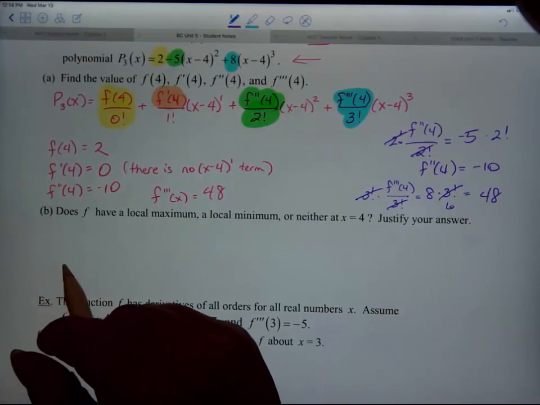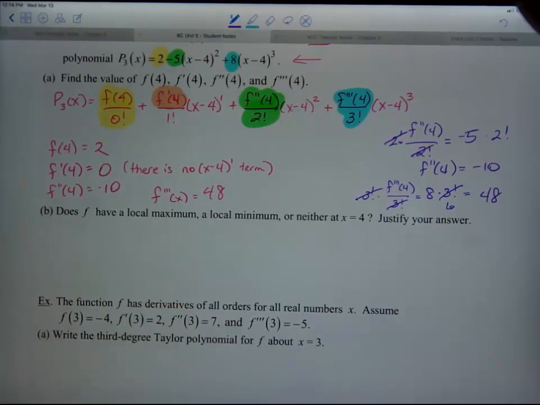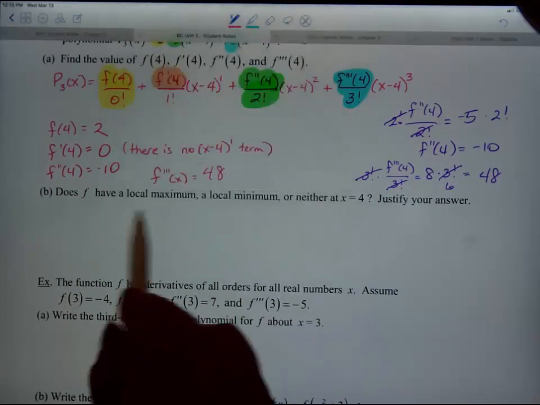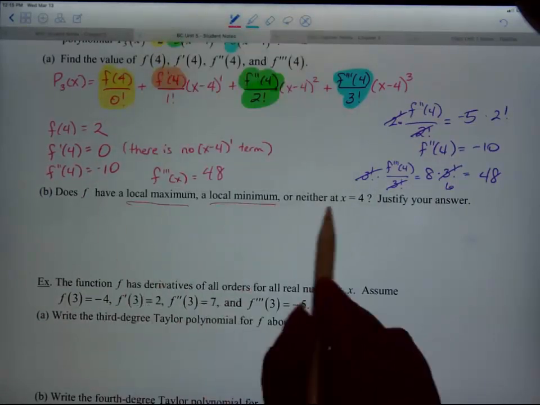Thank you. Good. Okay. Next problem. Does f have a local max, a local min, or neither at 4?